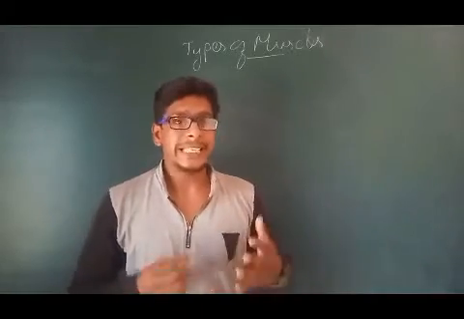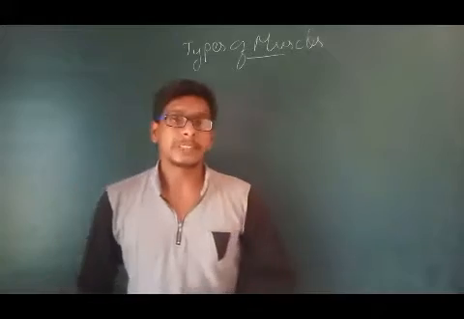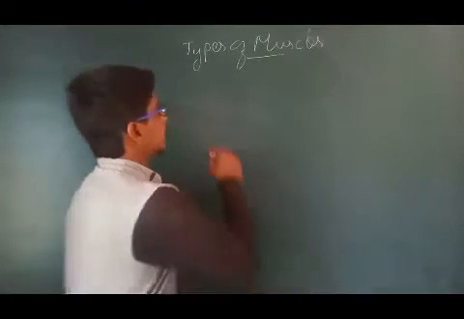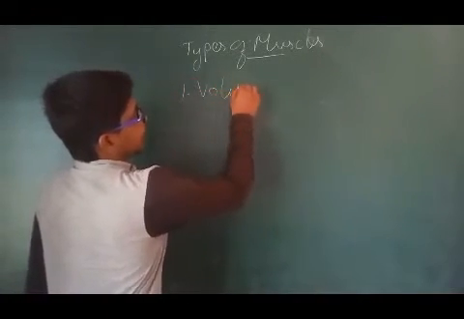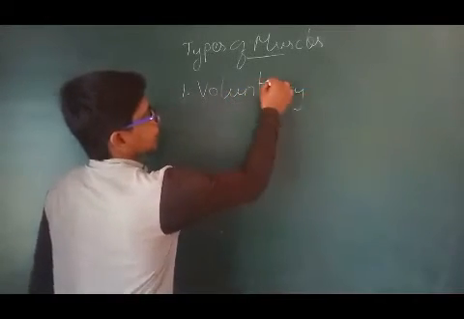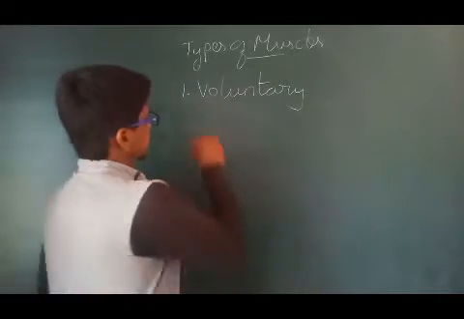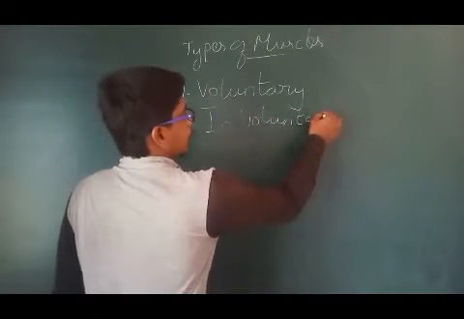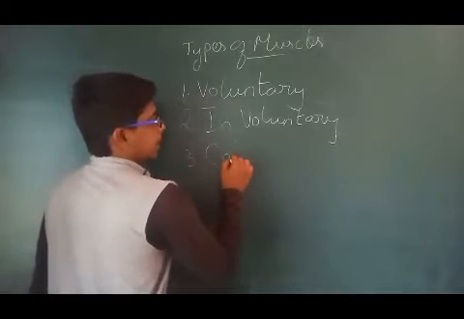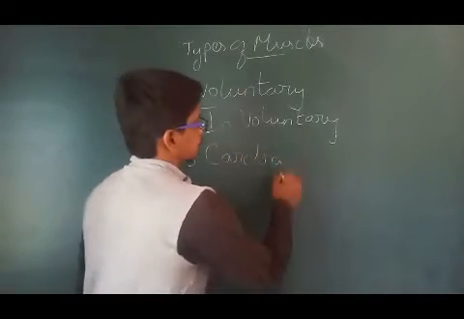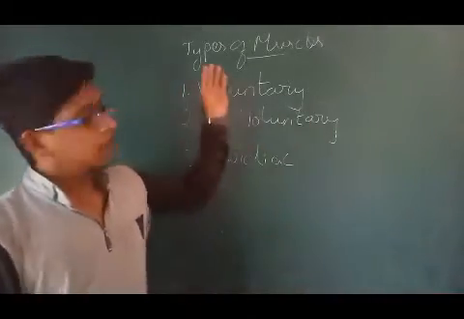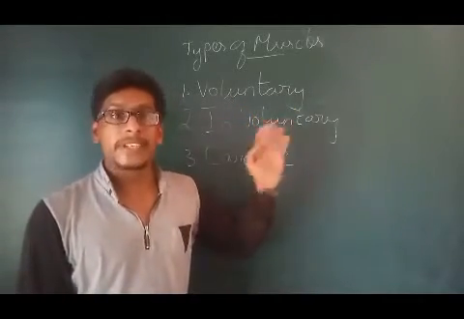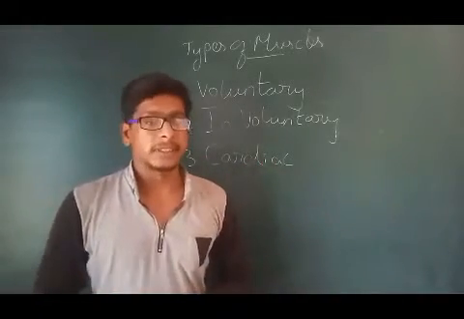Now we are going to deal with part 2, that is types of muscles. There are 3 types of muscles in our body. One is voluntary muscles, second is involuntary muscles, and third is cardiac muscles.